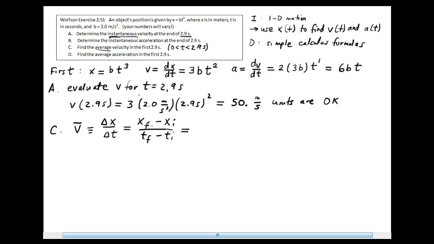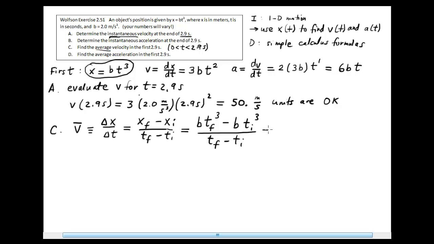Well, x final means the x at the end of this 2.9 seconds. So here's the expression for x. I'm just going to write down b, and t, I'll call it t final. Ultimately, I will plug in a value for it, because it's 2.9 seconds, but let me just call it x final: b times t final cubed, using this expression that was given for x. X initial is b times t initial cubed. And the denominator is very simple. It's just t final minus t initial.